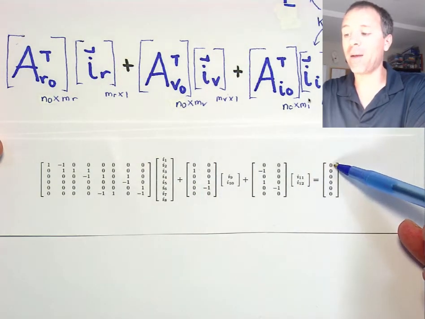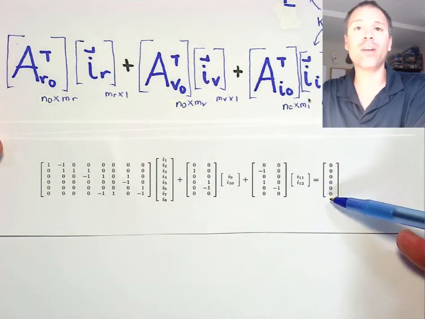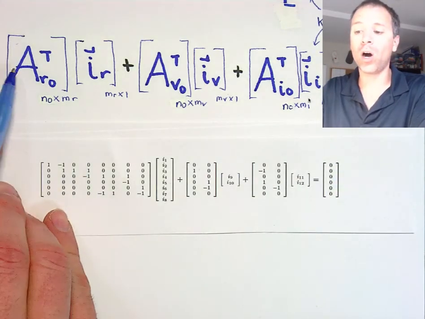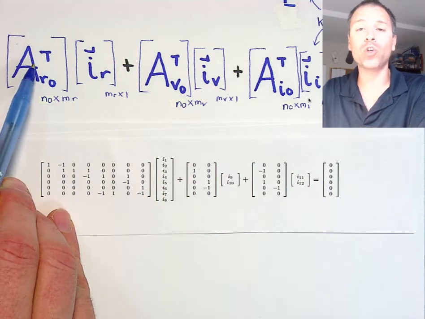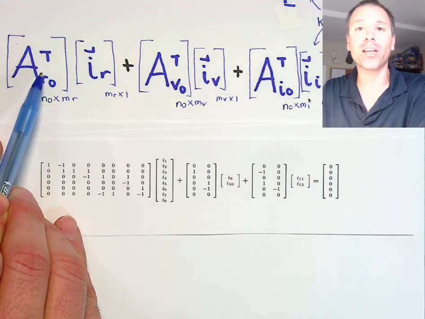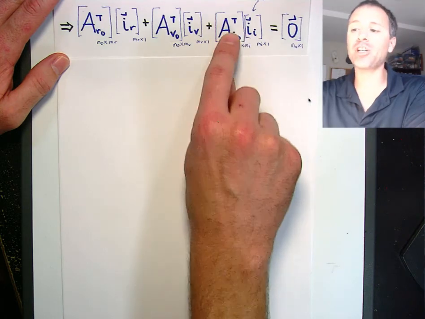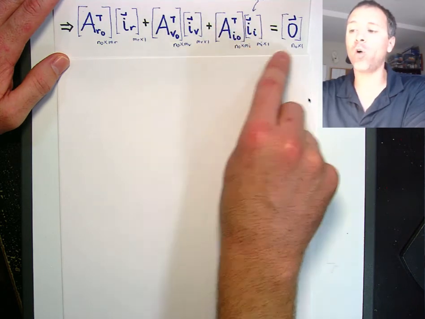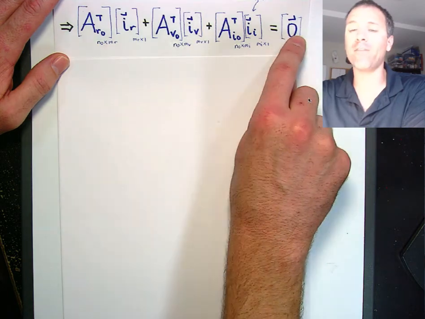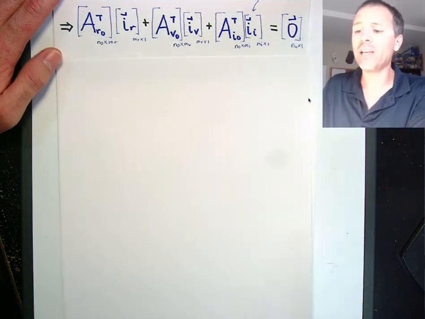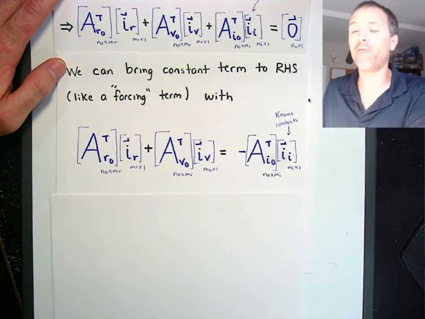In this case, the number of zeros is equal to the number of non-ground nodes in the circuit, since each row of the transpose corresponds to a specific node in our circuit. This is where we do some pretty creative work. Because these are known constants, we can bring the known values over to the other side, make that negative, and bring it there. That's known in other places in mathematics as a forcing term.